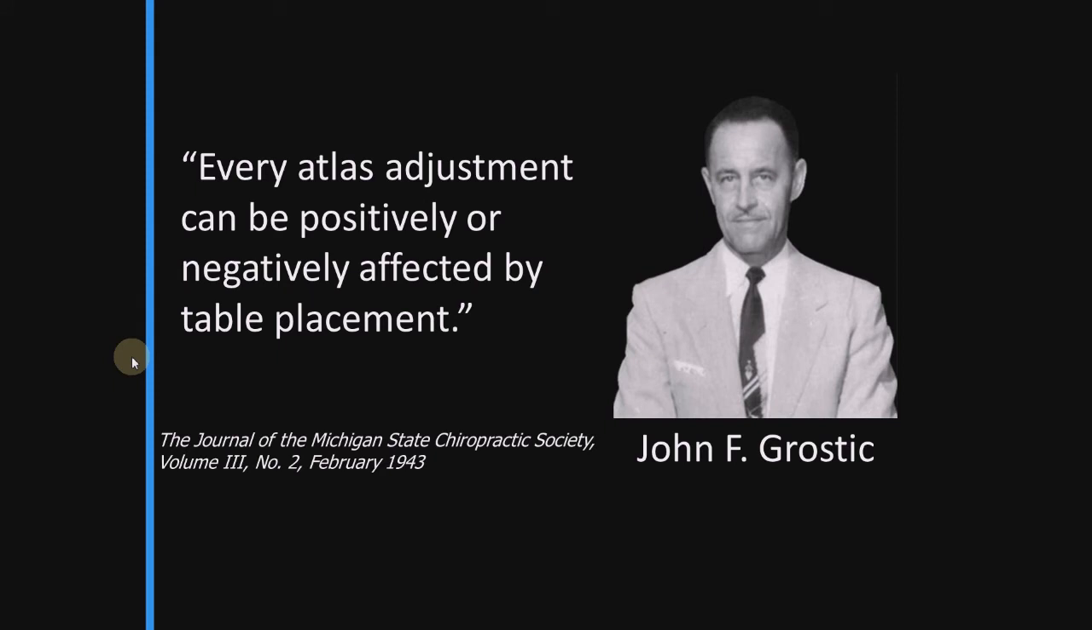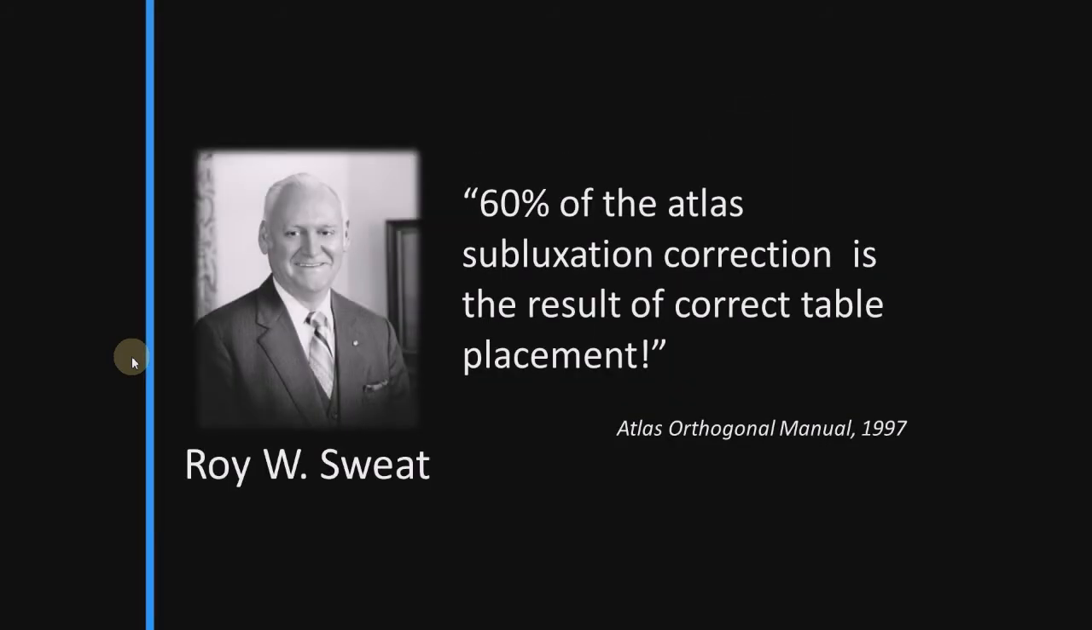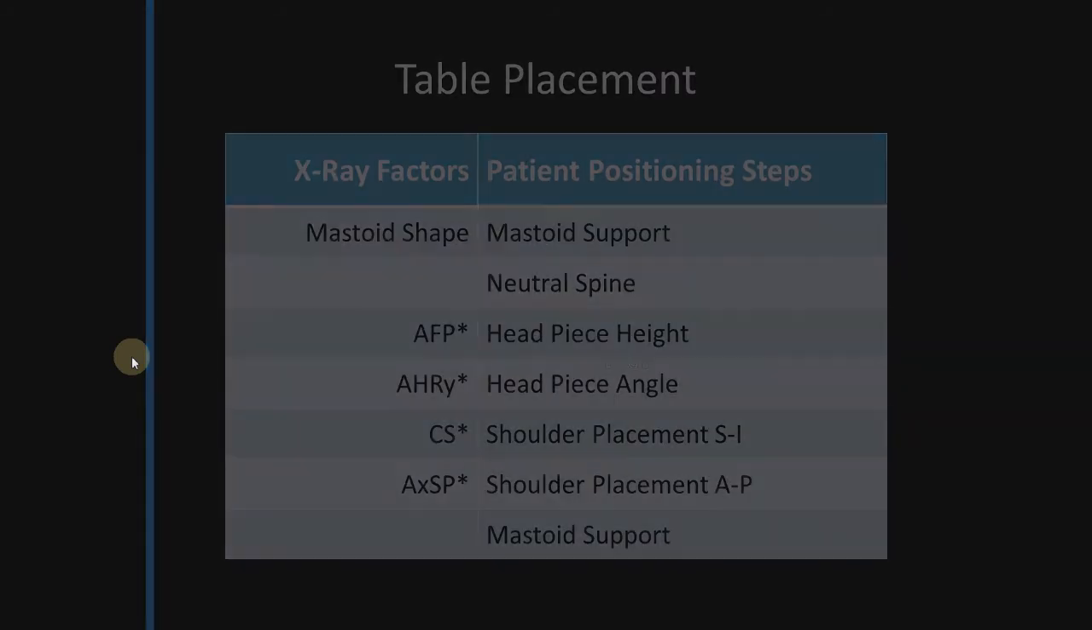Dr. John Grostic said every atlas adjustment can be positively or negatively affected by table placement. And Dr. Sweat went on to say 60% of the atlas subluxation correction is the result of correct table placement. So if over 60%, more than half, of the actual correction of the atlas subluxation is the result of correct table placement, this adds credibility for the importance of mastering the dynamics of joint influences in table placement protocols. So let's get to it.